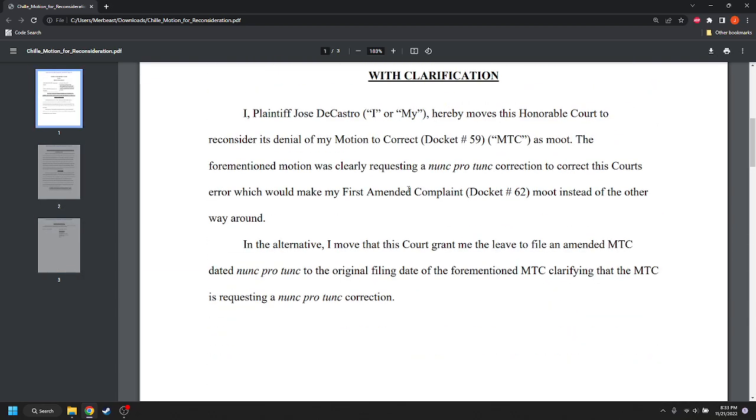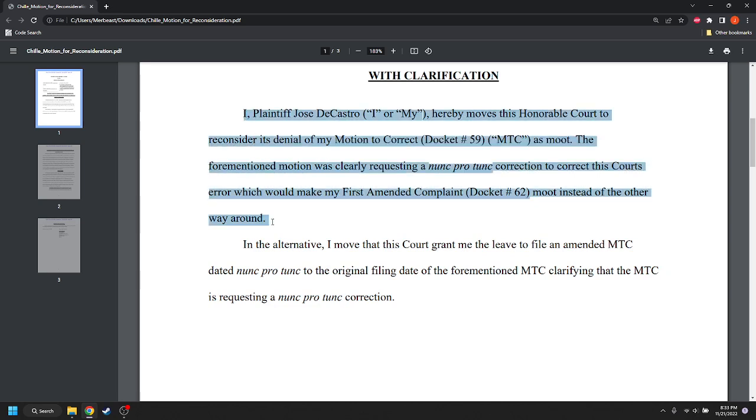There is a chance that the court will grant his motion to reconsider. This part is no chance. This part, there is a chance. It's not a good chance, but there's a chance. I mean, definitely less than 50%. Probably less than 25%, but there's a chance, like maybe a 10% chance or something like that.